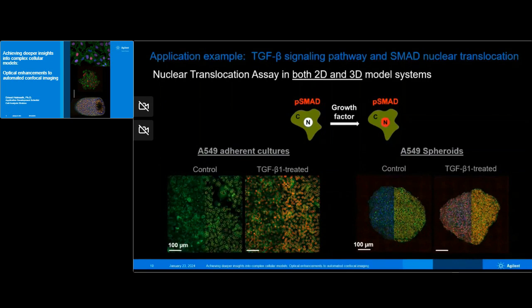Now, in both of these cellular contexts, whether in adherent cultures or spheroids, one of the challenges with this particular assay in this particular system is that these are low abundance proteins, and so the signal is very faint and requires a large amount of exposure.